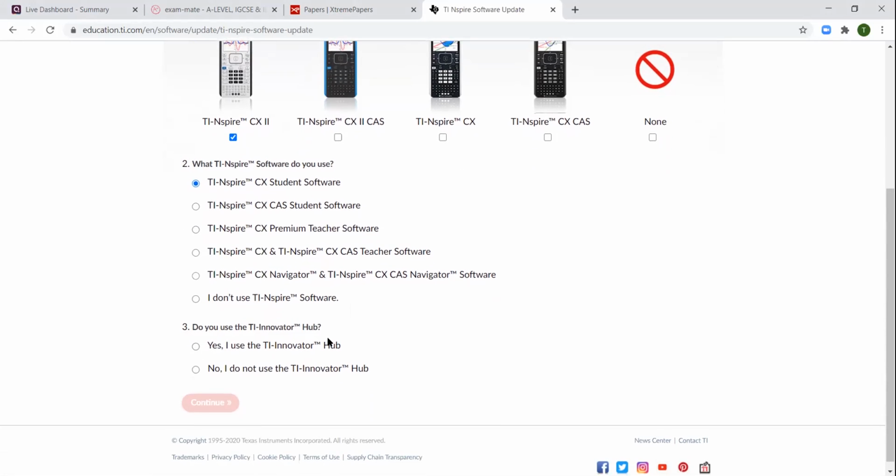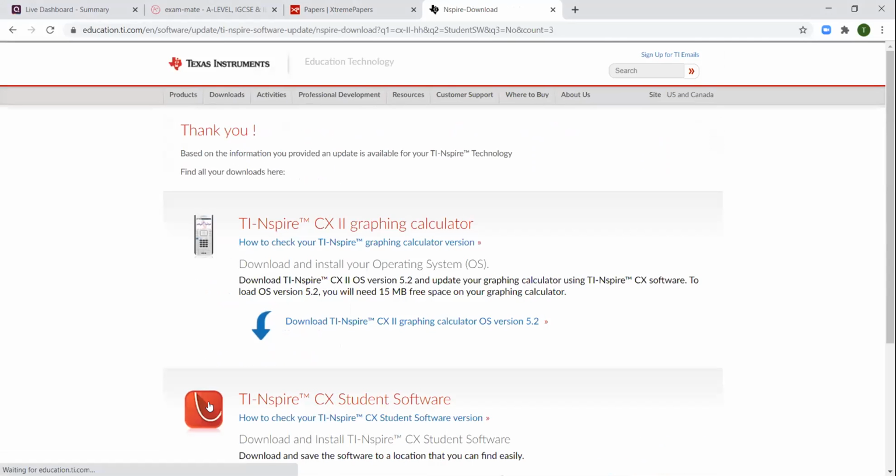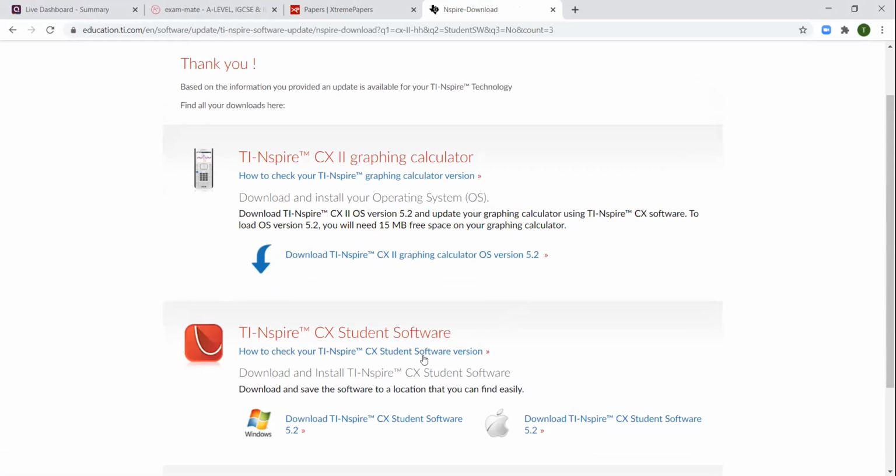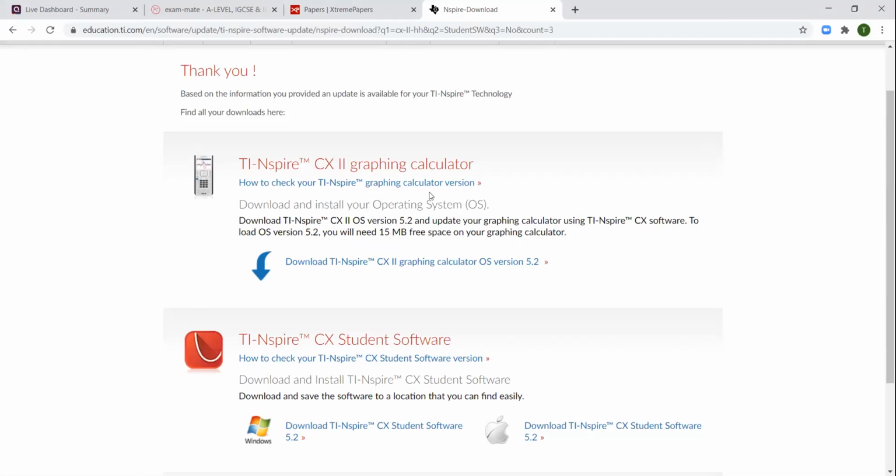If you have the Innovator Hub with you, you just click yes. If you don't, just click on no, I do not use TI Innovator Hub. Continue, and in the new window, you'll get the download links. The first link is the update for your handheld.